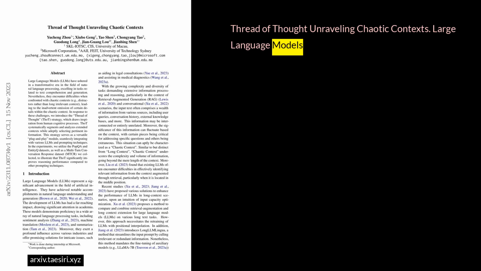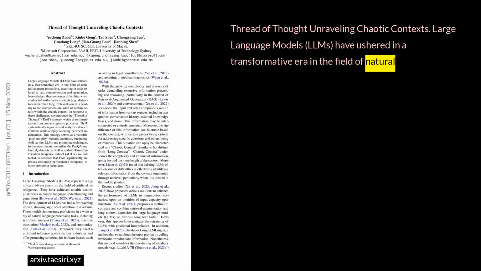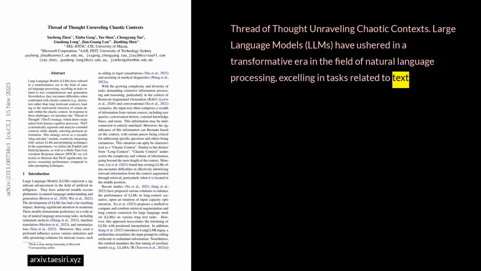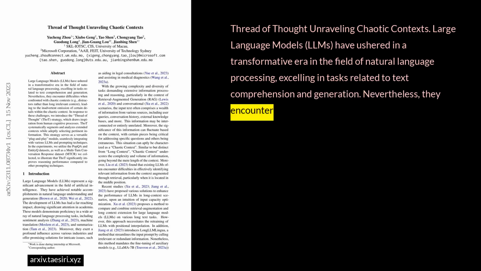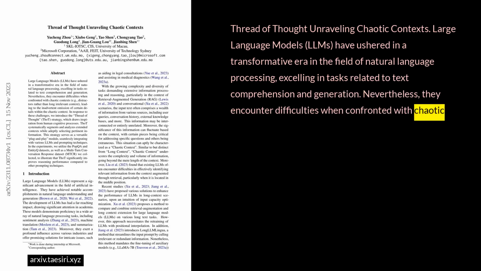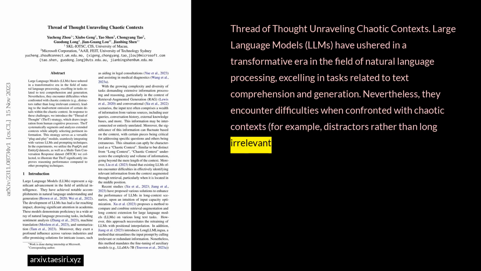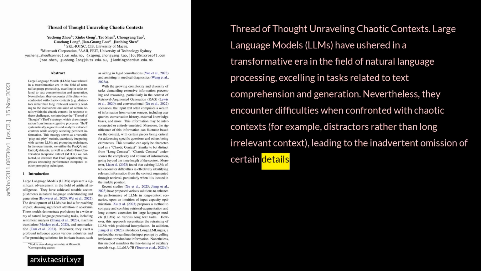Thread of thought: unraveling chaotic contexts. Large language models, LLMs, have ushered in a transformative era in the field of natural language processing, excelling in tasks related to text comprehension and generation. Nevertheless, they encounter difficulties when confronted with chaotic contexts, for example, distractors rather than long irrelevant context, leading to the inadvertent omission of certain details within the chaotic context.